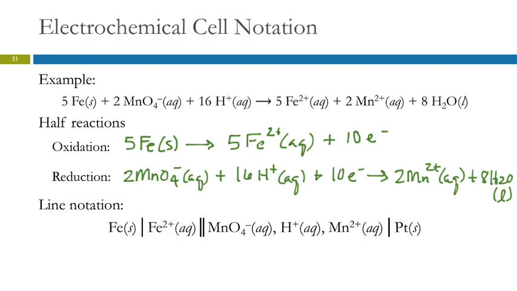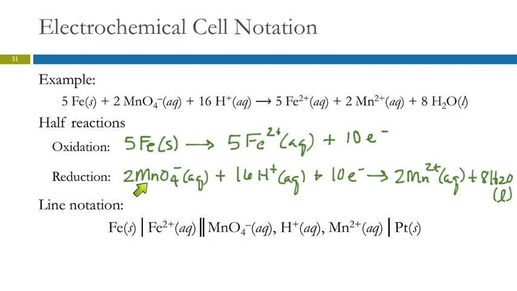So writing the line notation or diagram for this cell, we've got solid iron going to Fe2+ aqueous. So this is what's being oxidized, and this is our product. We've got Fe solid and Fe2+ aqueous. Those are different phases, and so we put a line between them. So this is the oxidation half cell. Then this is our salt bridge.